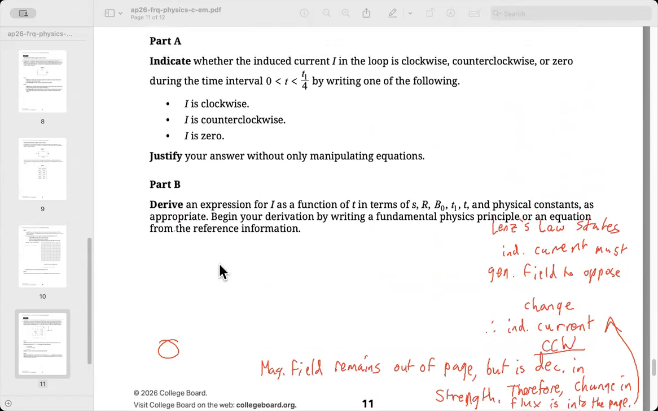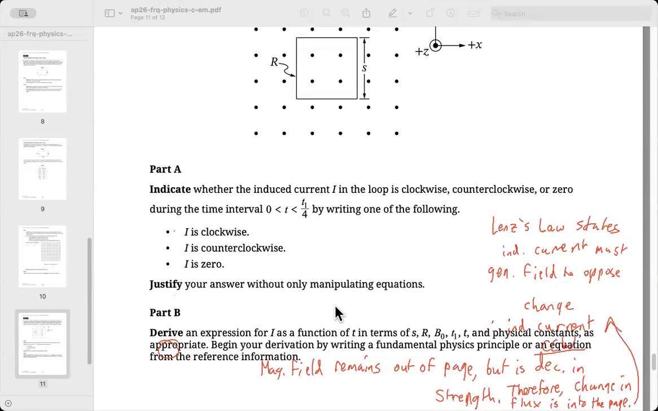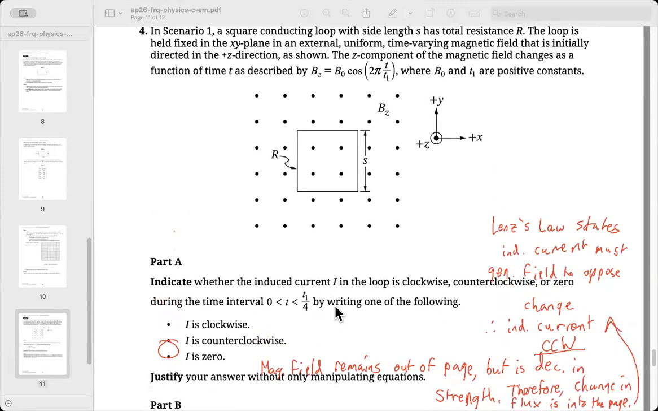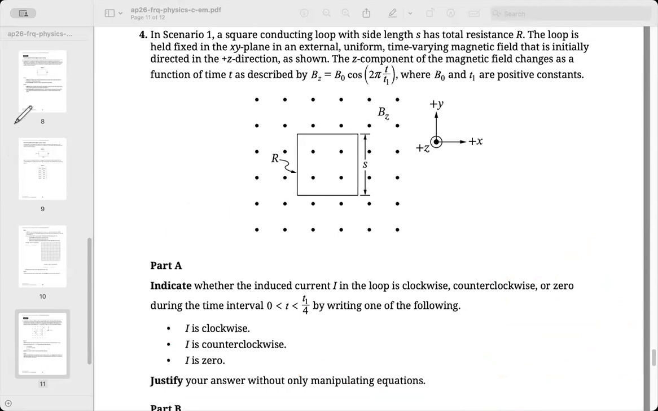Not too bad. I actually really like Lenz's law. All right, derive an expression for I as a function of all of that stuff. That's actually really easy. I'm going to scroll up. I'm actually really comfortable with Lenz's law, guys, and Faraday's law for that matter.